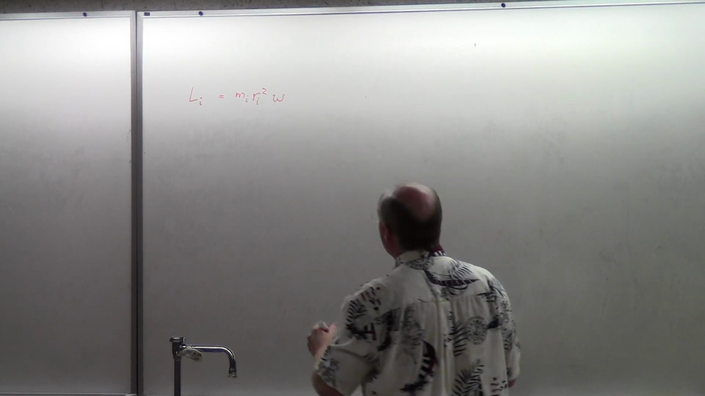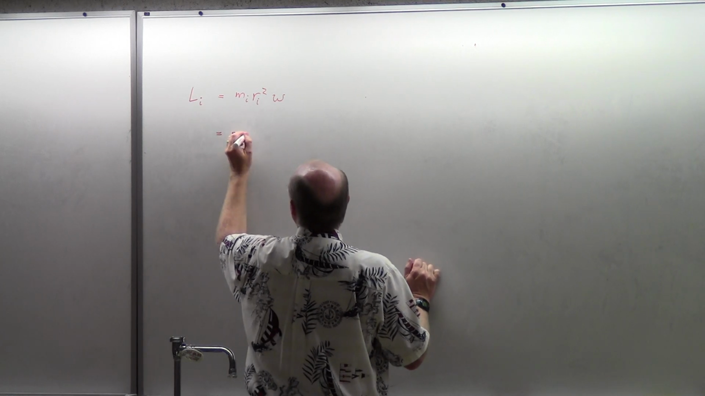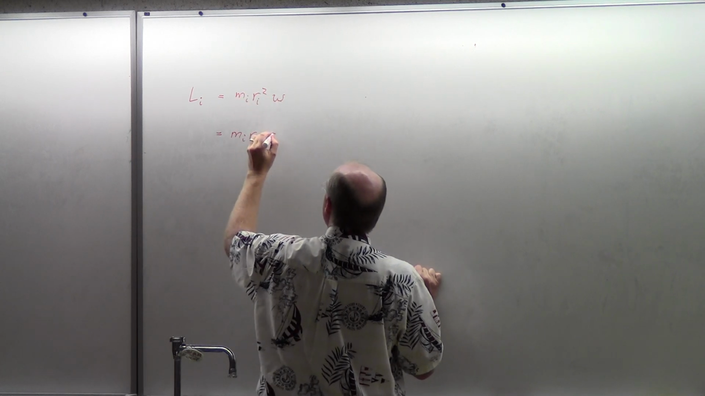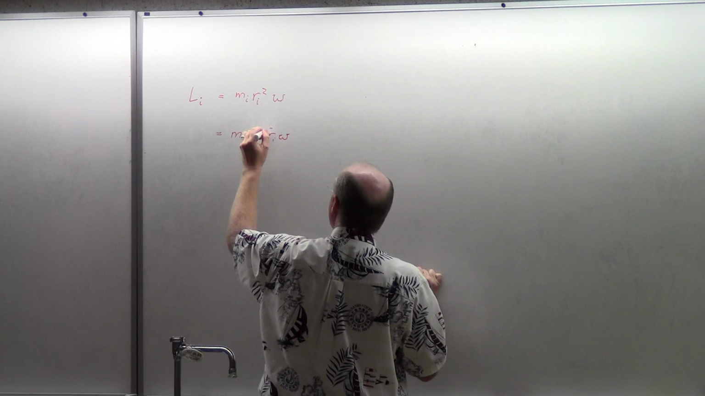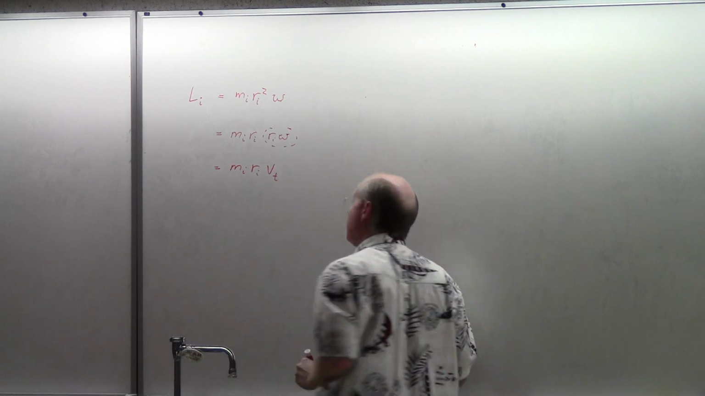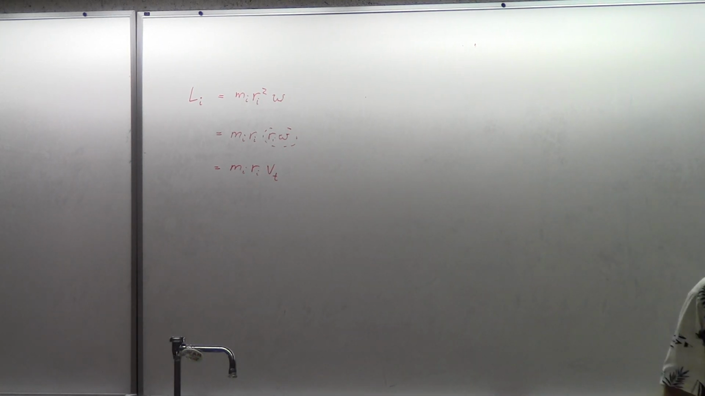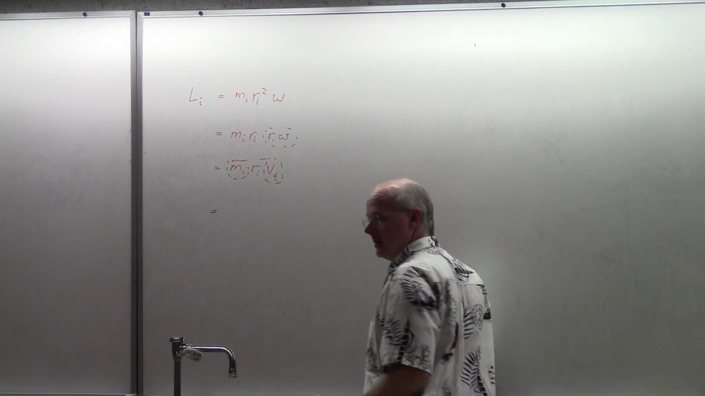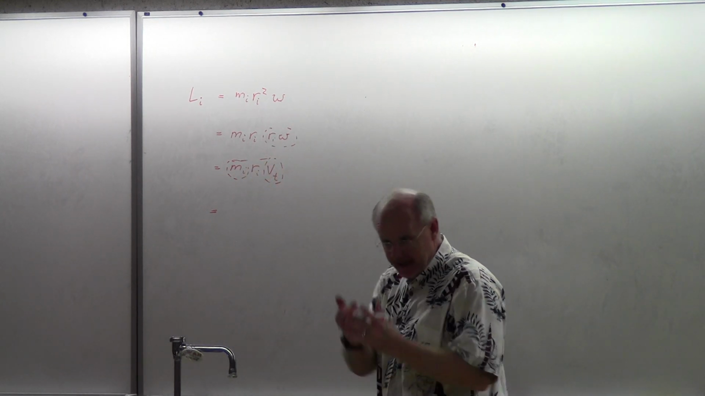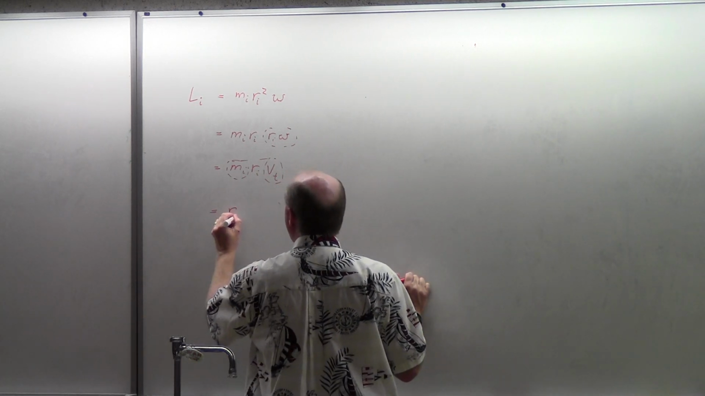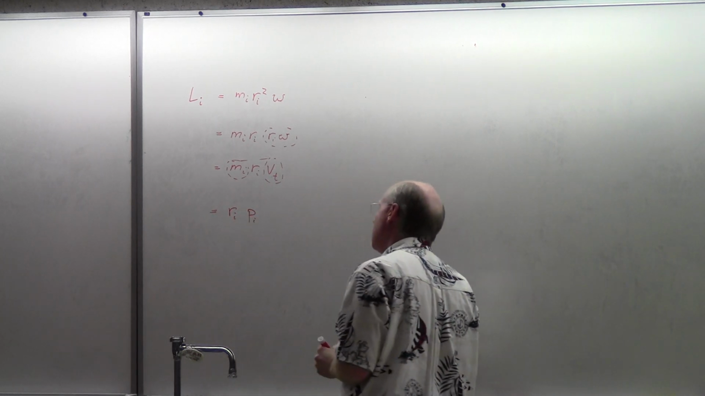Now, let me do a couple steps here. I'll start with leaving the m and one of the r's alone, but what happens when you take the omega and group it with one of the r's? What would you call that? Yeah, that would be the translational velocity, wouldn't it? And now, what would you call this m together with the translational velocity? It's linear momentum, right? It's called linear now, so we don't confuse it with angular. But so this would be your r, and then this would be your linear momentum.